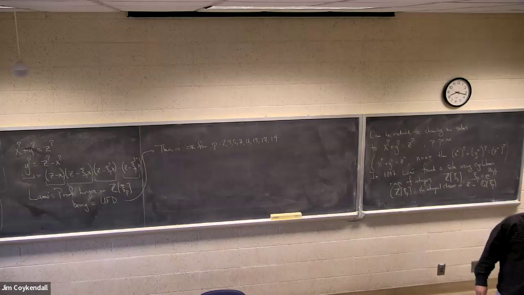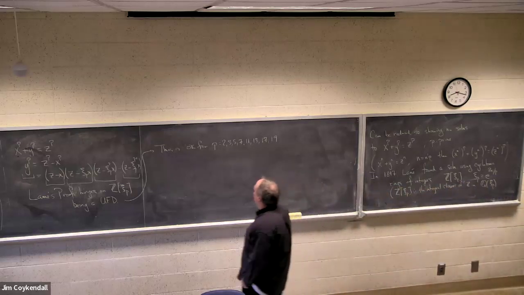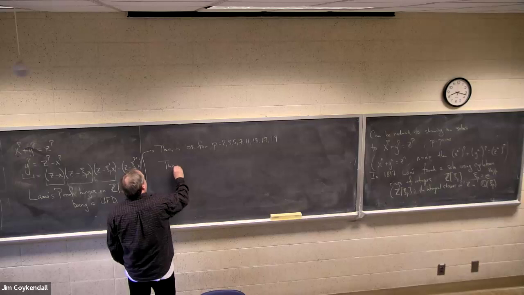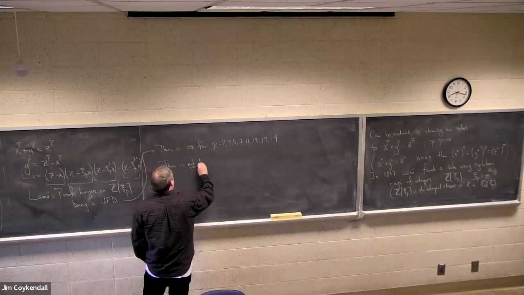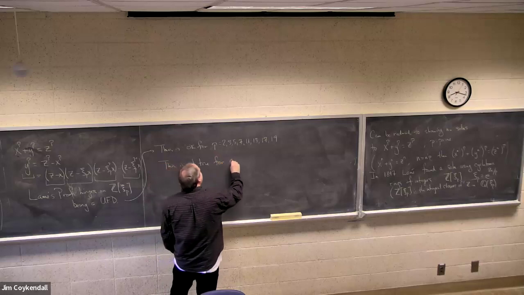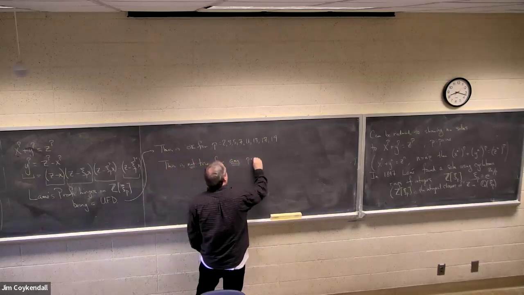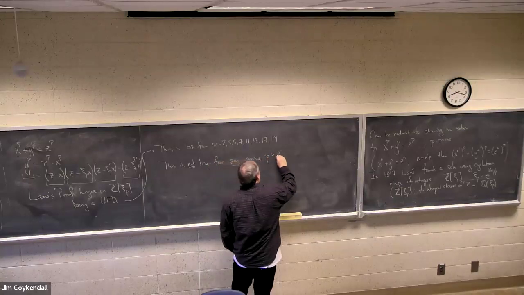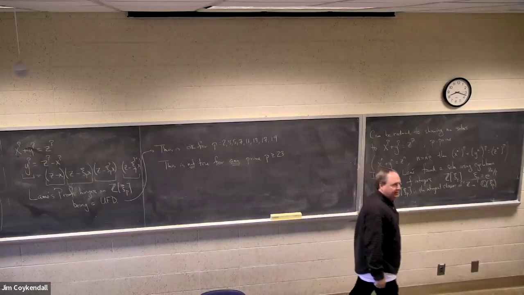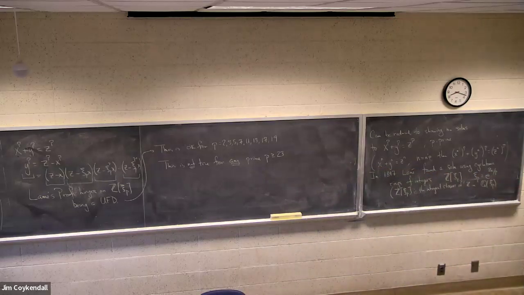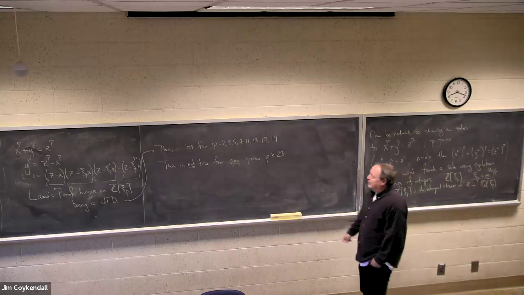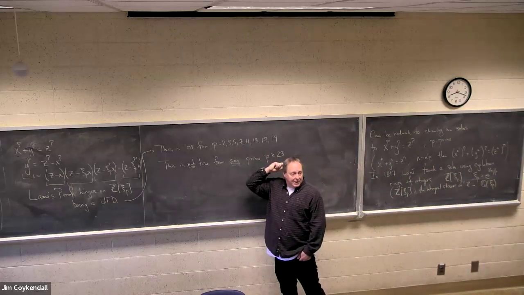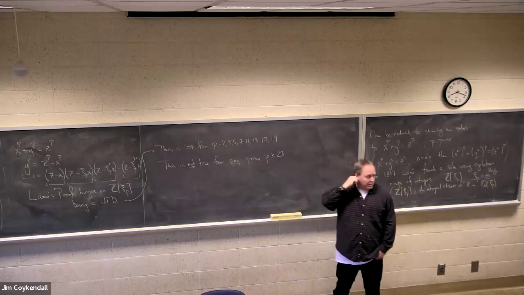Two, three, five, seven, 11, 13, 17, and 19. So it's going to fall apart a little bit. It's not true for any prime p greater than or equal to 23. So oops, it didn't work. Now of course what he did here is he got us all these cases, but anything 23 and beyond didn't work anymore.